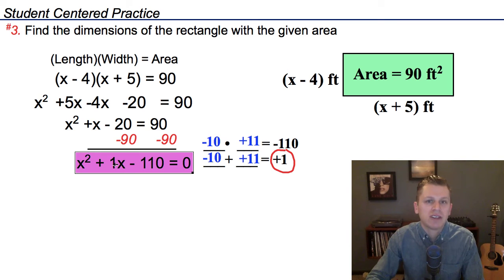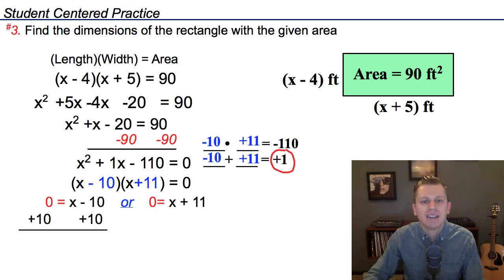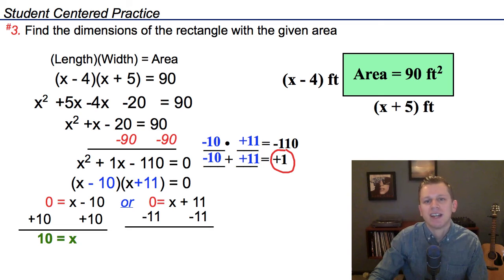Now take the equation from standard form and put it into factored form. Use the zero product property. To solve the equation on the left, add 10 to both sides. I'll get x equals 10. To solve the equation on the right, subtract 11 from both sides. I'll get x equals negative 11.